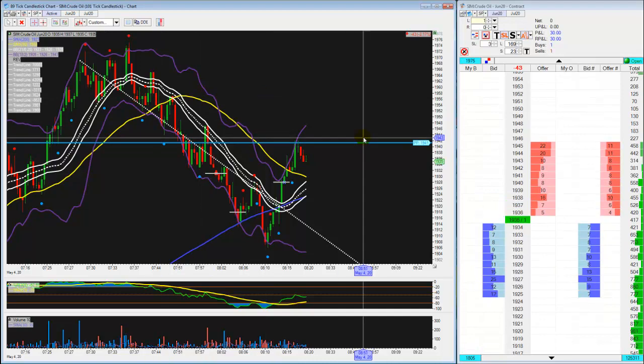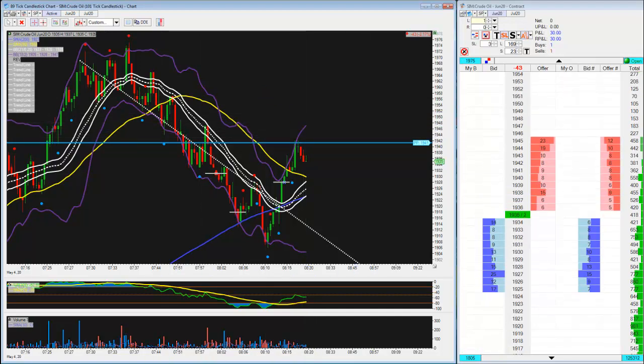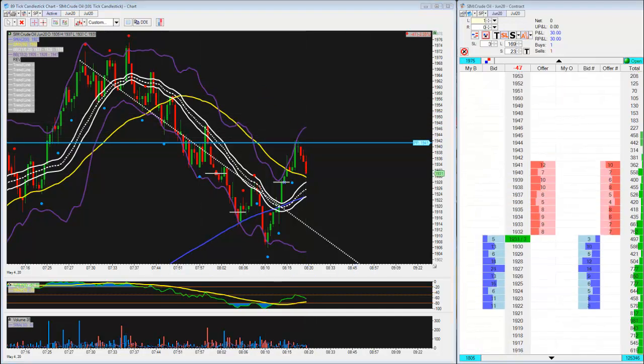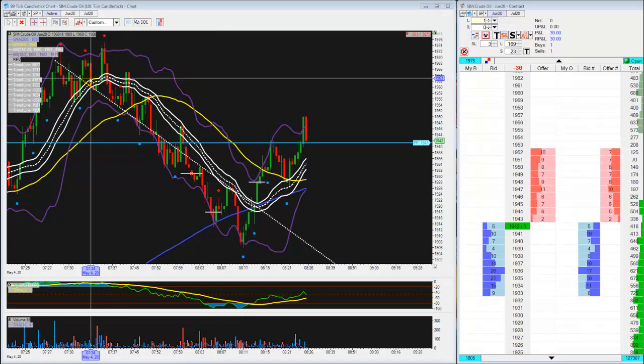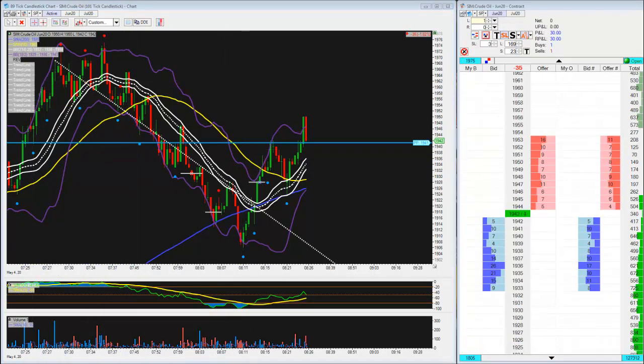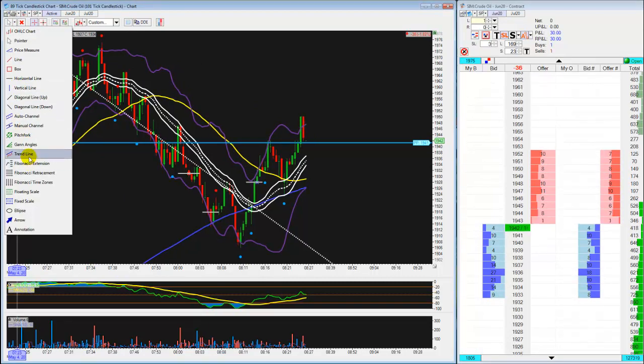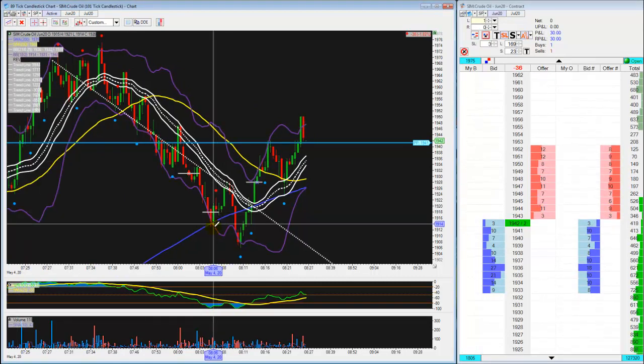Alright, so I'm going to be standing aside until I see volume. I'll be back. So we're trying to make a move up, right? What we want to do right now is see if we get a GAN coming the other way.